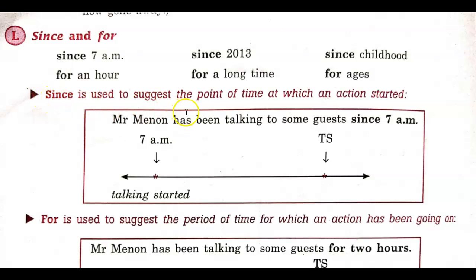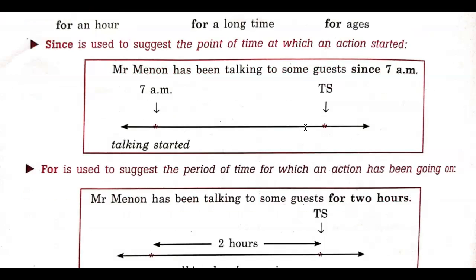So since is used to suggest the point of time at which an action started. So Mr. Menon has been talking to some guests since 7 a.m. So at 7 a.m. he started talking and he is talking till now. That is why we use this word since.